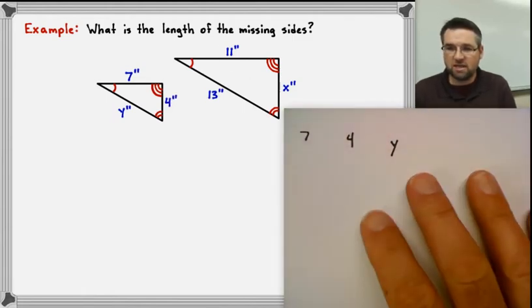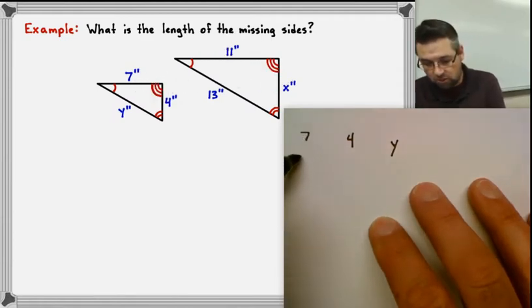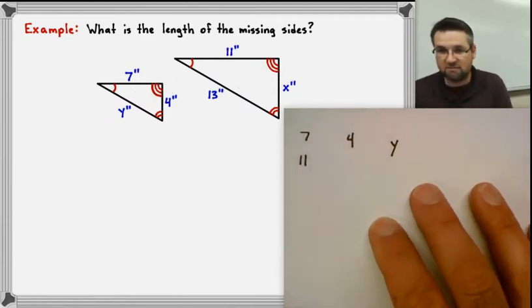The parts that relate to one another go together. So underneath 7, I want to put the 11 because you can see that the 7 is between the two angles that have 1 little arc mark here and 3 arc marks there. This one has 1 arc mark, 3 arc marks. So 7 and 11 correspond with each other. So I'm going to put the 11 underneath the 7.